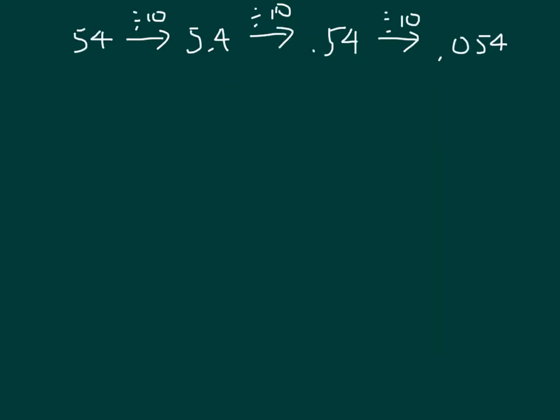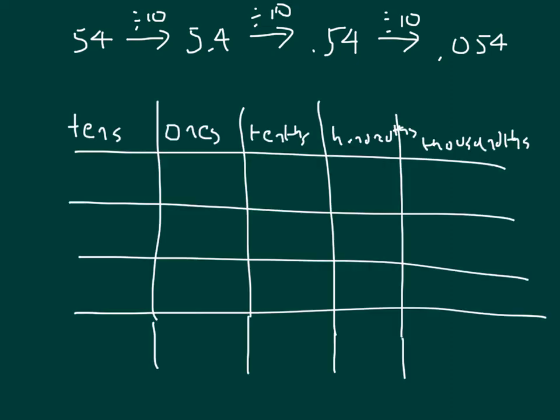Here I've written it another way. 54 divided by 10 is 5 and 4/10. Divided by 10 again is 54/100ths. And divided by 10 again would be 54 thousandths. Placed into a place value chart, we had 54. Here's 5 4/10, 54 hundredths, and 54 thousandths. So you can see that pattern in a different way.